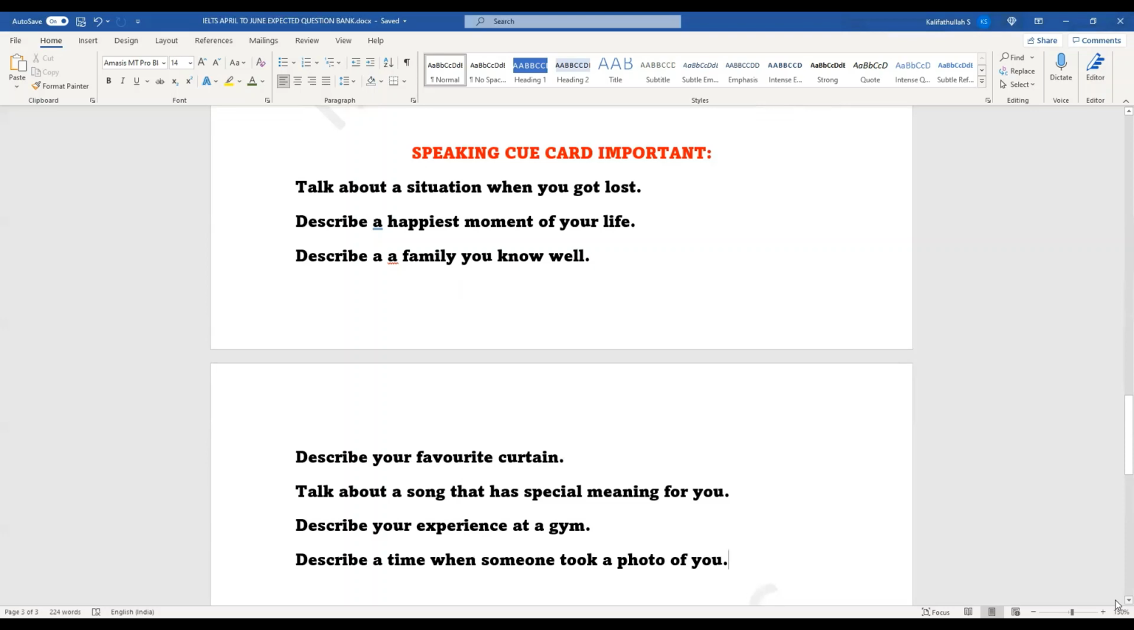Describe your experience at a gym. So you have to describe a time when you were in gym, so how you felt, what you saw, whether it was a good experience or bad experience, will you go again, will you not go again. So you can say all these things.